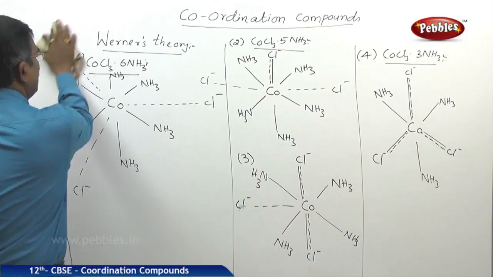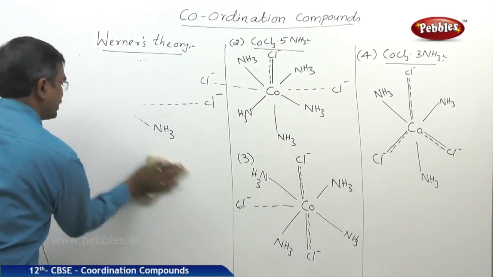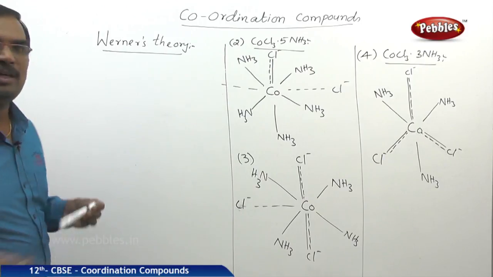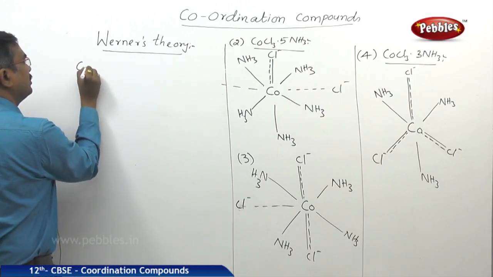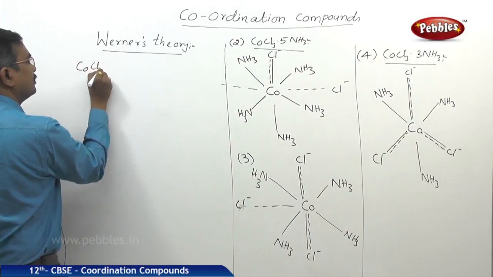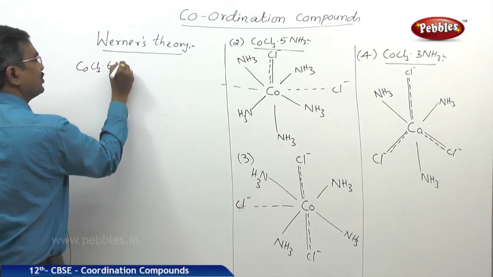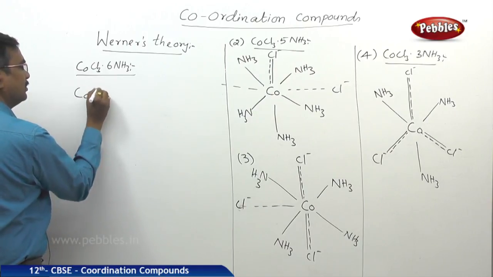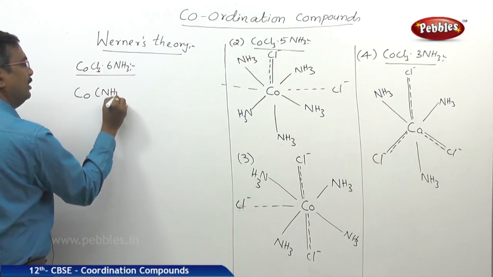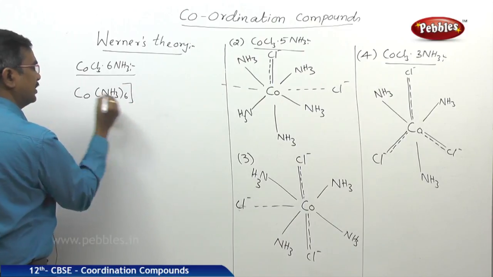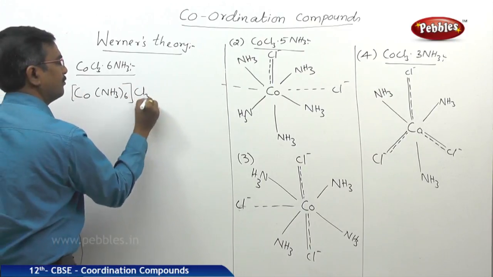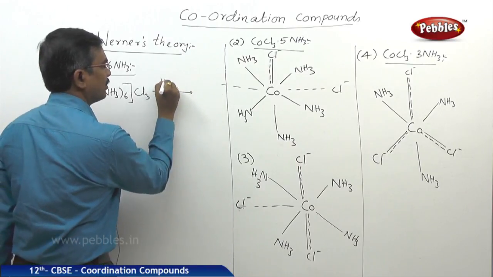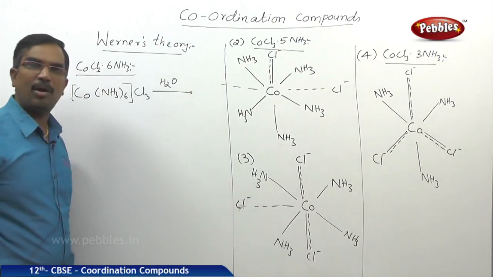this is CoCl3·6NH3. So as per the representation, COCl3 6NH3, actually we can write this like this: [Co(NH3)6]Cl3. So when we place this in water, as you are aware, these are also ionic compounds.